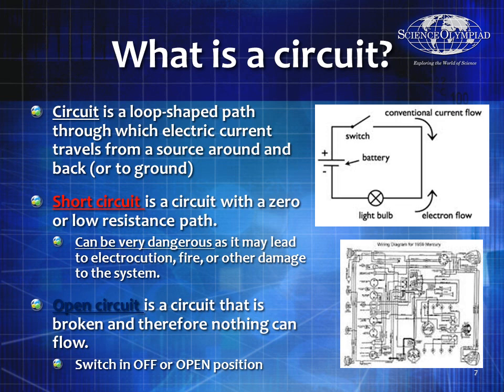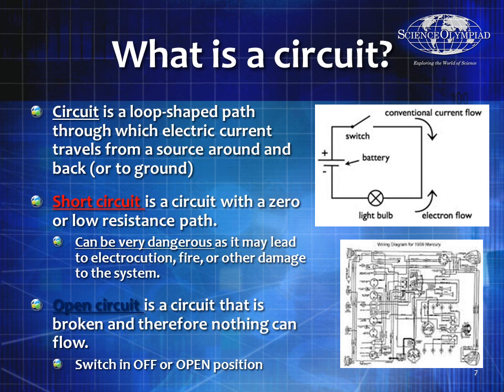So a circuit is a loop-shaped path by which electrical current flows around. If you look at the right-hand side here, we have conventional current flow, which flows out of the positive terminal all the way around through the light bulb and back into the negative part of the battery.